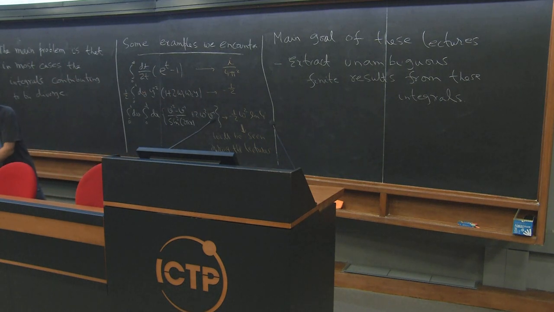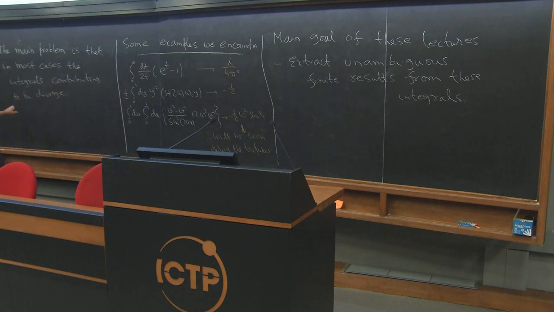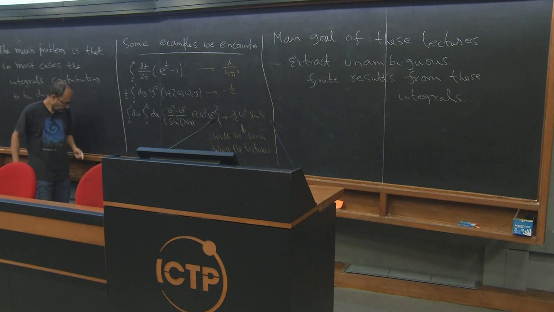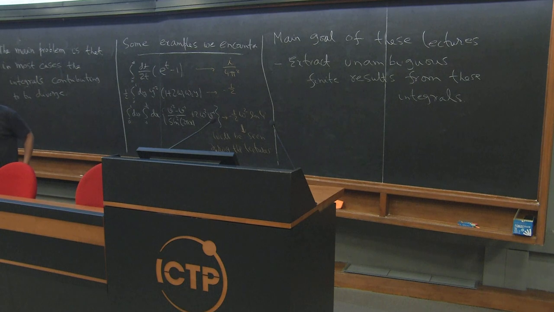We really want to get finite answers out of these integrals, because these are the integrals that enter the expressions for these b_n's. And unless we can get finite answers out of this, we cannot claim that we have understood D-instantons. Okay. Are there questions?